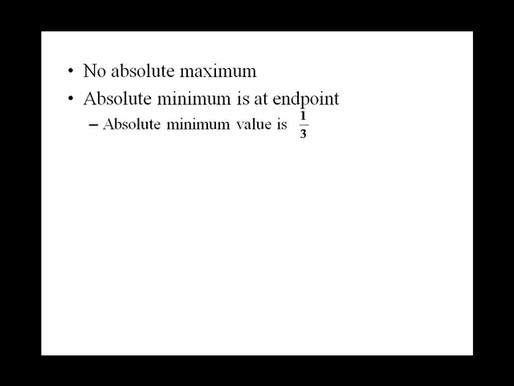So we saw that we had no absolute maximum, and we did have an absolute minimum that was at its endpoint. In fact, the absolute minimum value was 1/3. It occurred at a location of x equals 3.